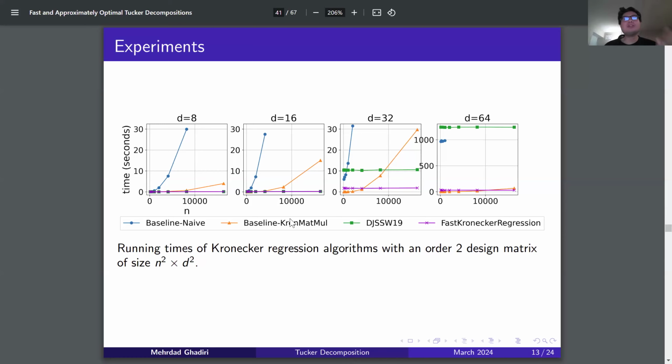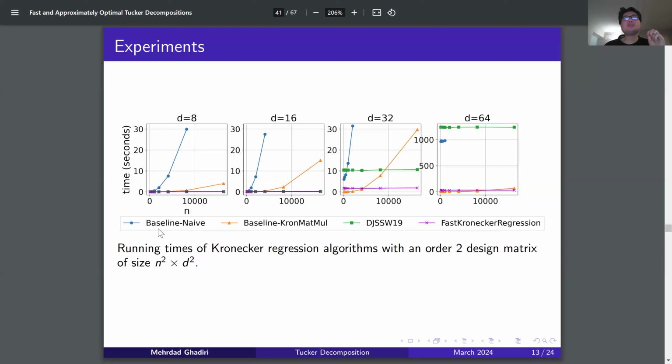So yeah, we have 2 Kronecker products. Both matrices are n by d. If you look at these plots, the first plot is d equal to 8, the second plot d equal to 16, etc. And the x-axis denotes n, and the y-axis denotes time.